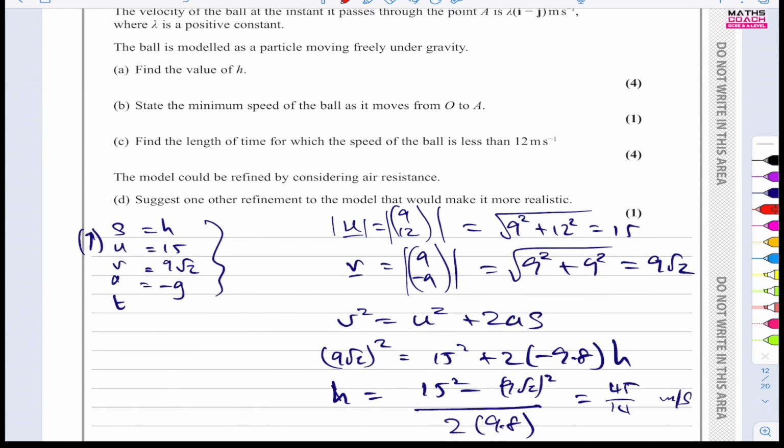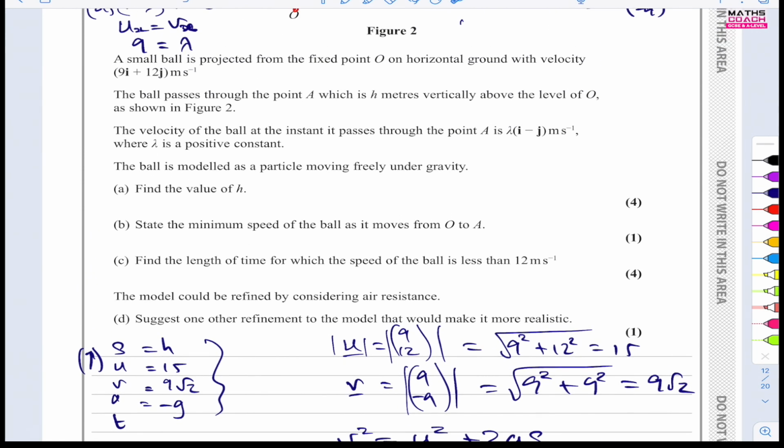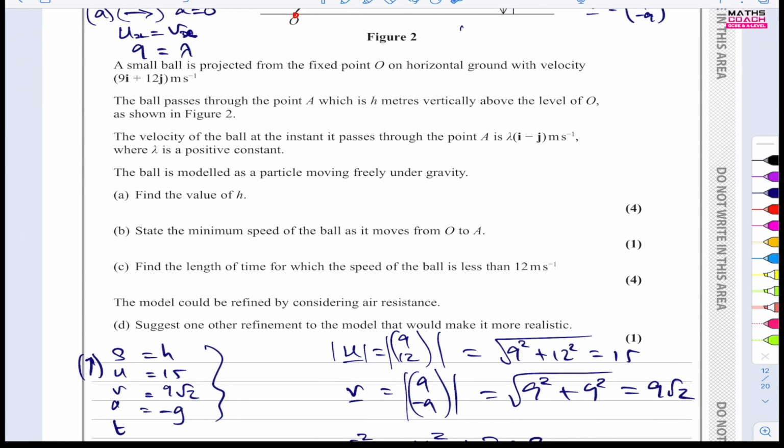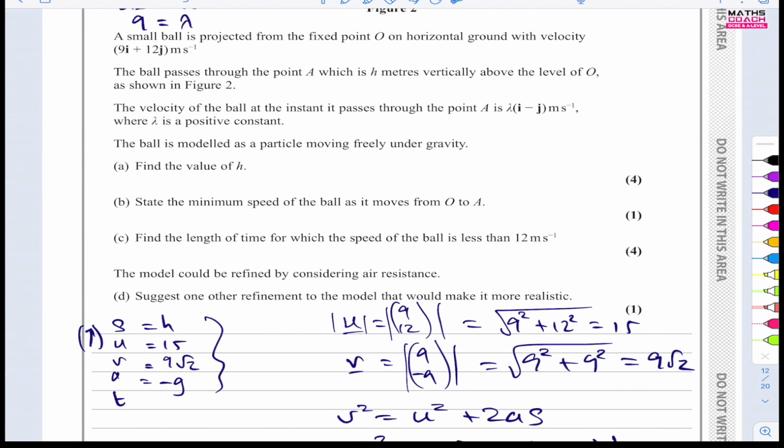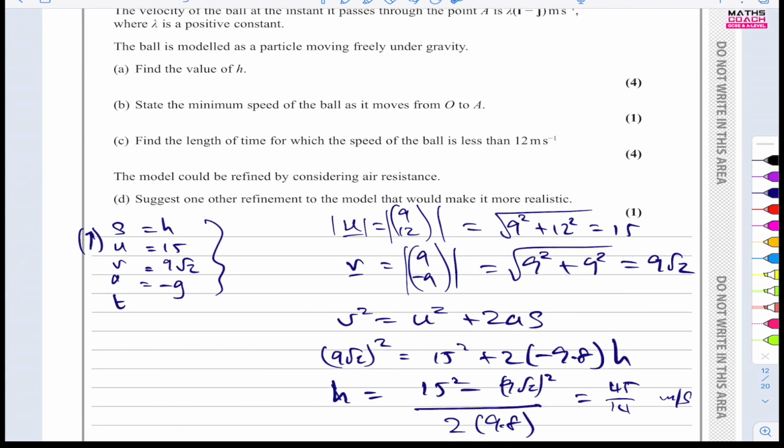All right, question. The model could be refined by considering air resistance. So just one other refinement to the model that will make it more realistic. For this part, you can just mention the assumptions that were already stated in the question, but say the alternative. So if it's not moving freely under gravity, we could have the effect of wind.